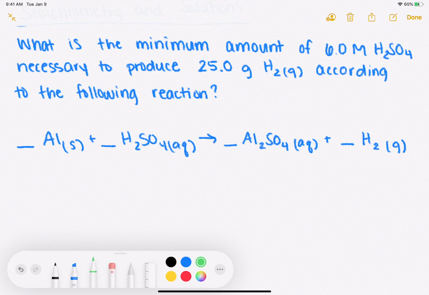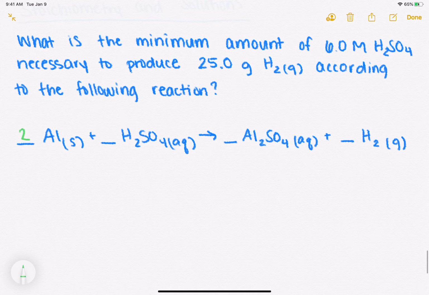And the correct coefficients for this newly balanced equation are 2, 3, 1, and 3. If you need a review on balancing chemical equations, you can go back to my previous video on how to do that.